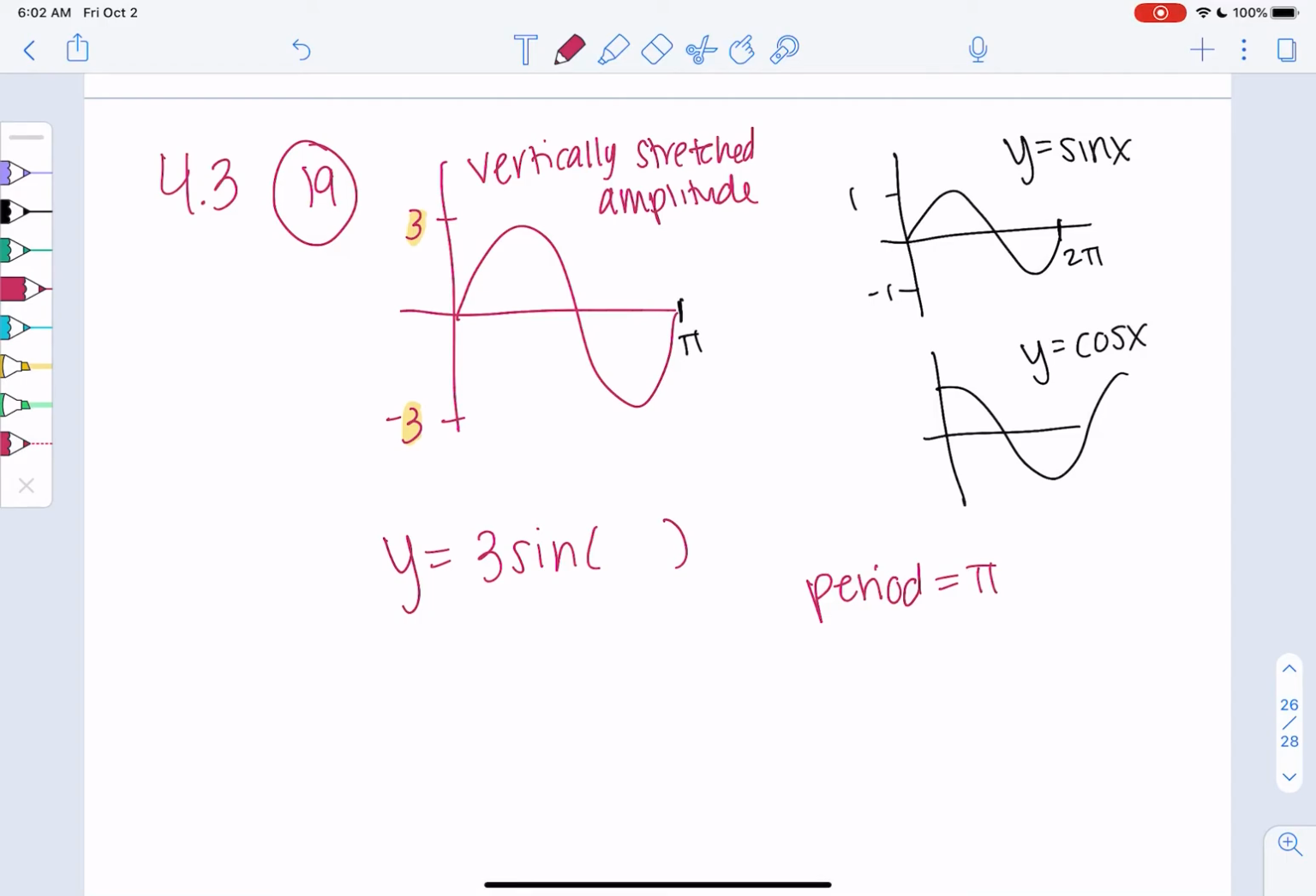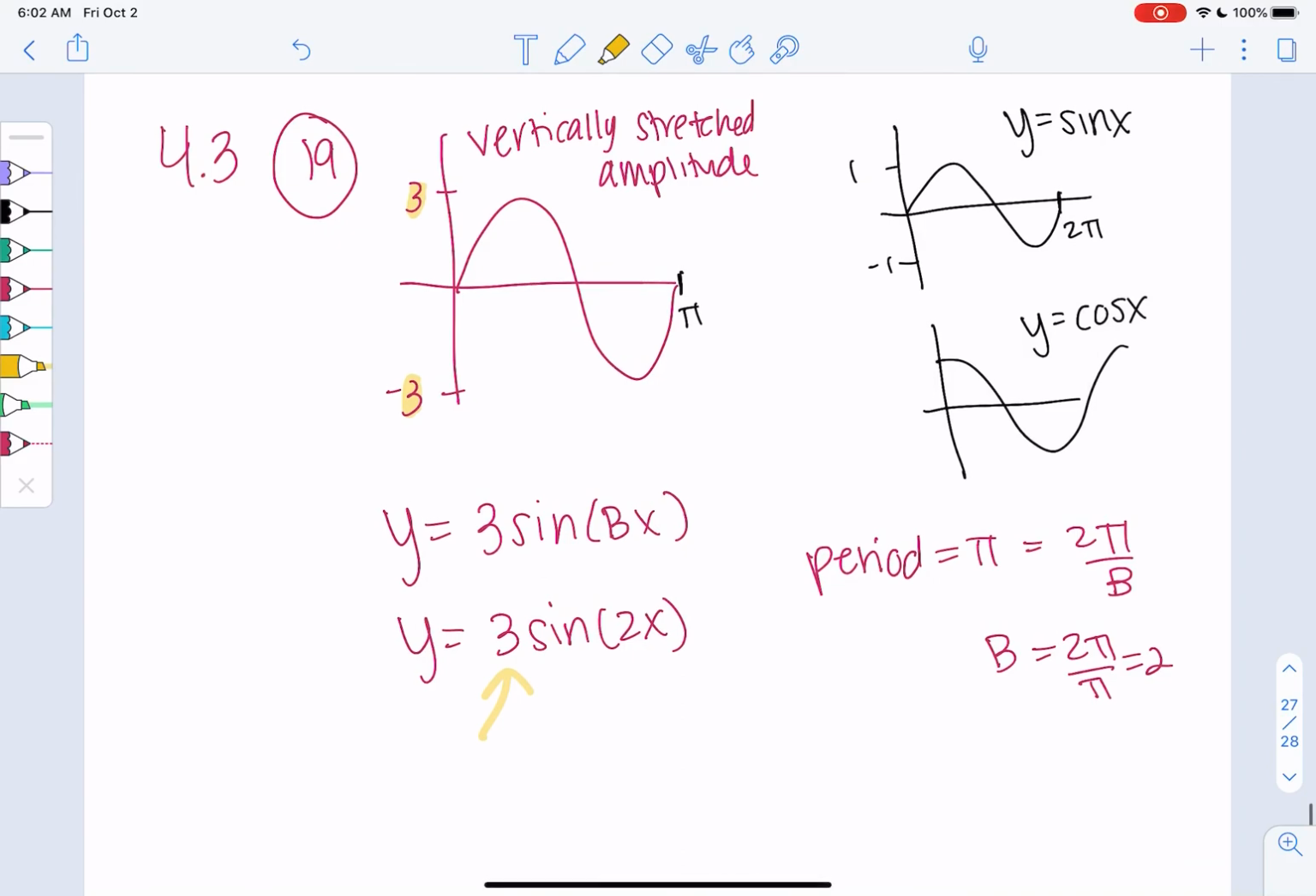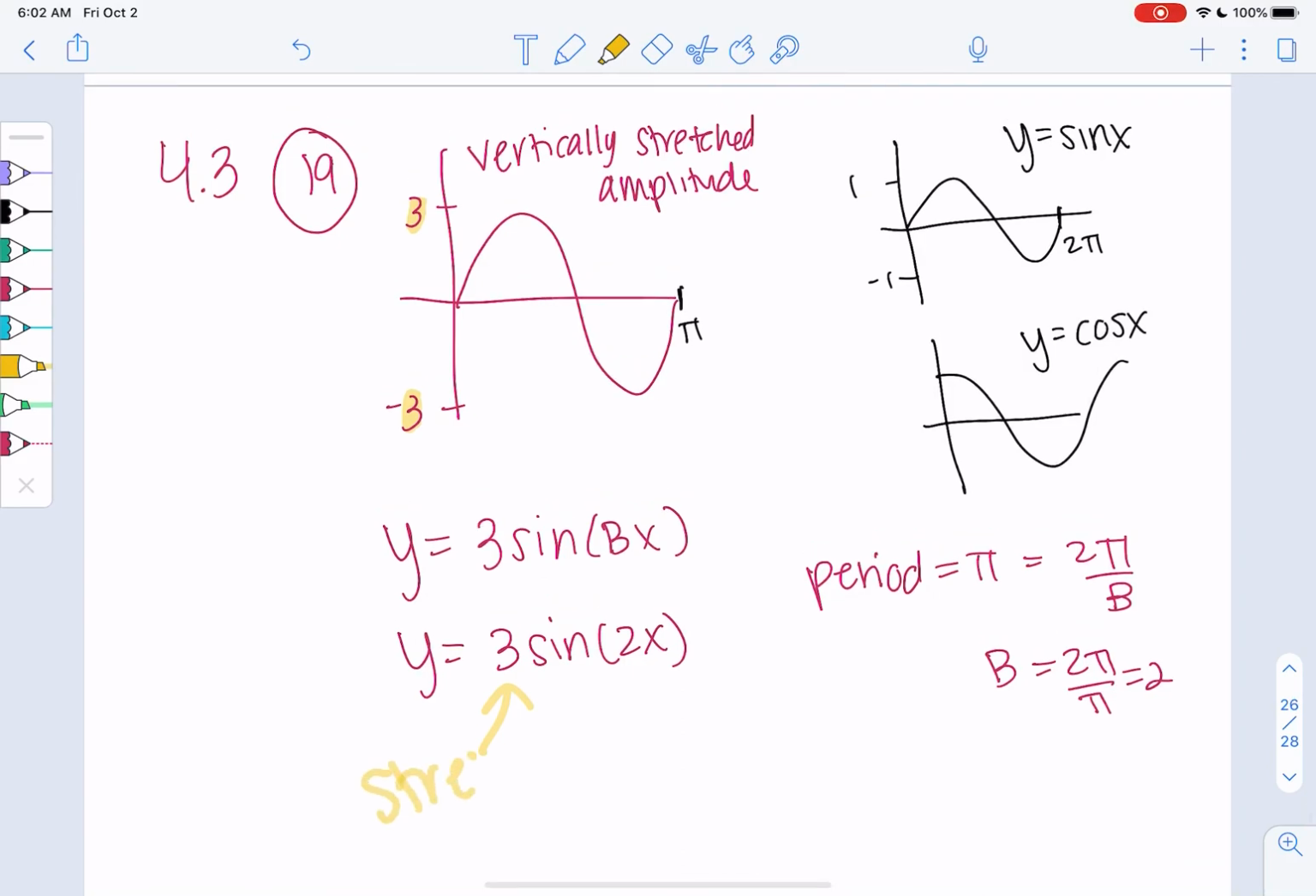And so we learned that the period is equal to 2 pi over b, where it's bx. So if we solve for b, we get b equals 2 pi over pi, so b is 2. So this will just be y equals 3 sine 2x. And so the 3 is telling me how tall it is, it's being stretched. And the 2 is telling me twice as fast, which is why it ends at pi instead of 2 pi.